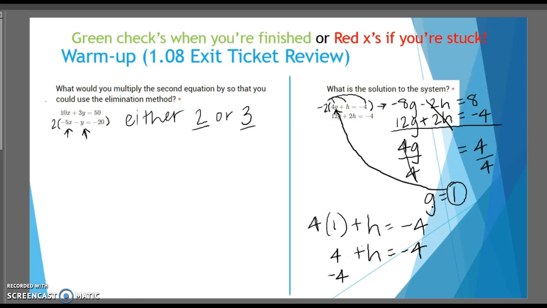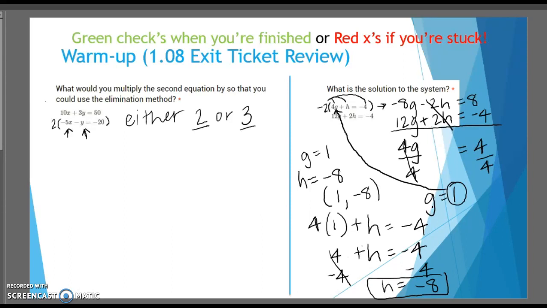4 times 1 is 4, plus h equals negative 4. I'm going to subtract 4. h equals negative 8. So our solution to the system is h equals negative 8 and g equals 1. Or you can write it like this, as (1, negative 8). All right, so those are our solutions.